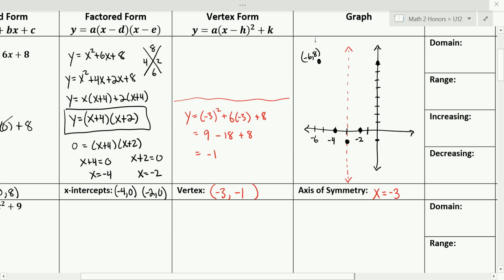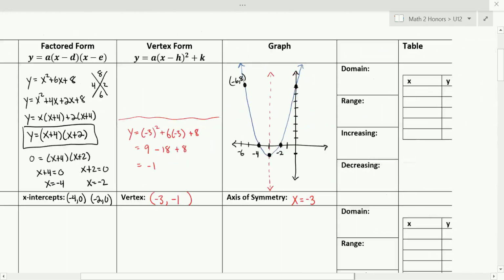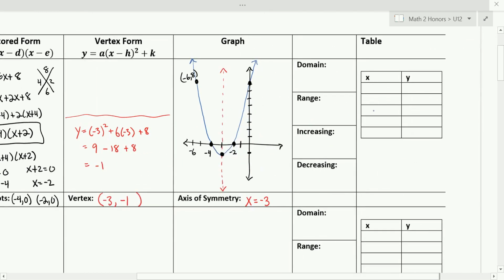And so here, I'm going to ask that whenever you graph, you use 5 points. And at first, these will be the 5 points we're going to use. We can fill those points in our table. So the middle of our graph is the vertex at -3, -1. Furthest left is -6, 8. We have the x-intercepts at -4, 0 and -2, 0, and our y-intercept at 0, 8.